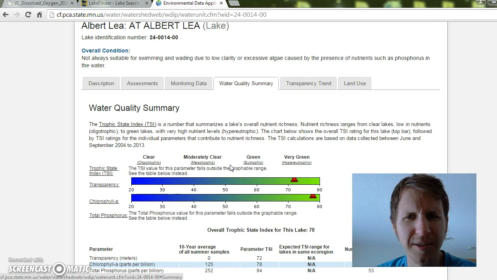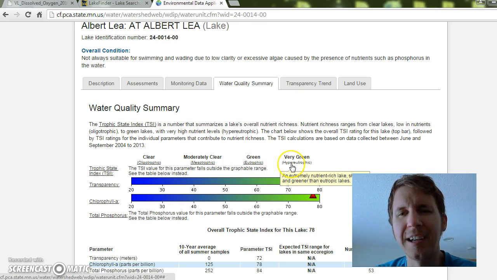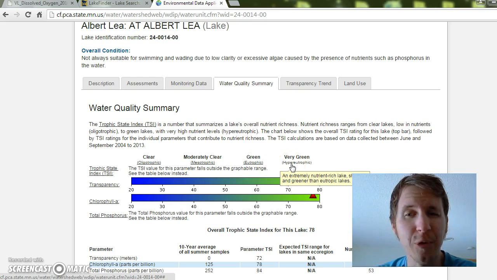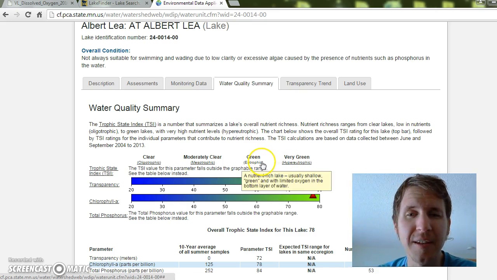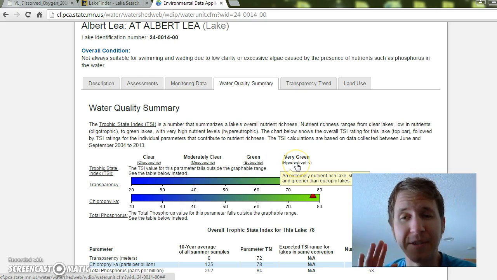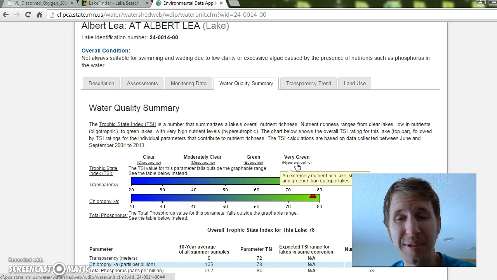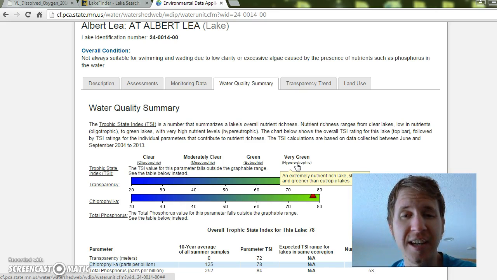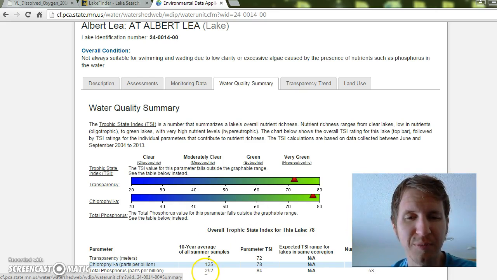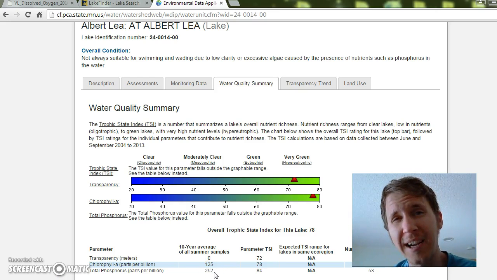and what area of the scale is Albert Lea Lake? We would call Albert Lea Lake eutrophic, extremely nutrient rich, shallower, greener. Then this is hyper-eutrophic. So basically, algae bloom is bad. It's green. You don't want to swim in it. Probably not very good for fish. Low dissolved oxygen, things like that. Total phosphorus in parts per billion, 252, which is pretty high considering that a lot of lakes generally average around 18 to 20 parts per billion of phosphorus.